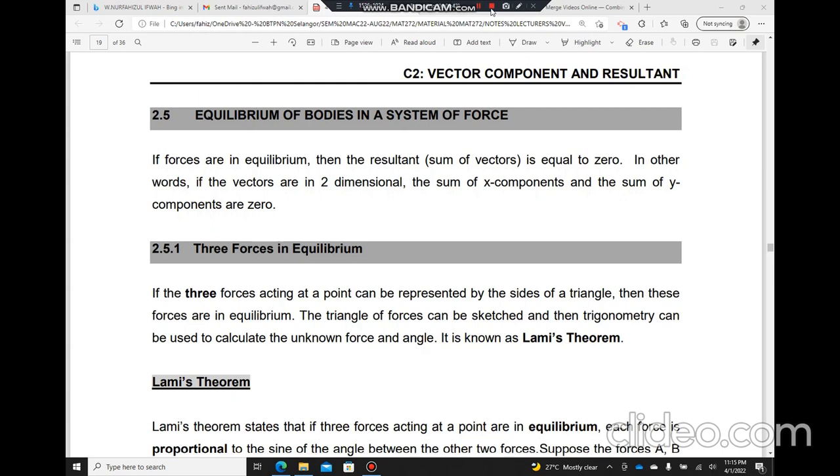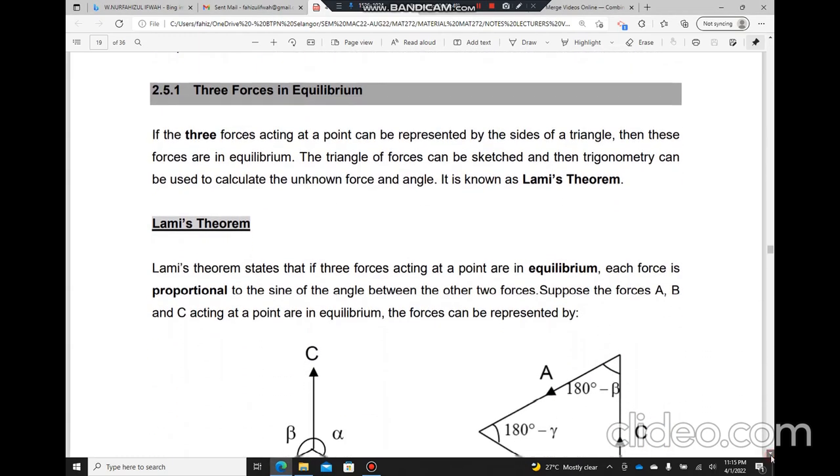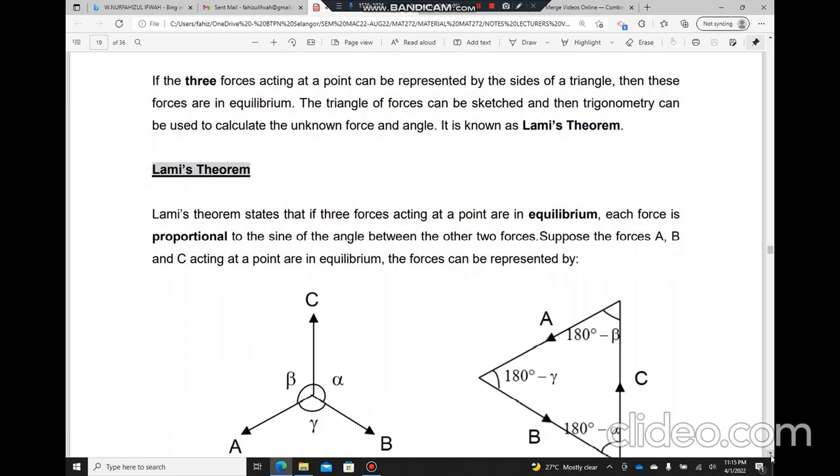Okay, if three forces acting at a point can be represented by the sides of a triangle, then these forces are in equilibrium. The triangle of forces can be sketched and then trigonometry can be used to calculate the unknown force and angle. It's known as Lami's theorem. So kita ada satu theorem yang kita panggil Lami's theorem. Okay, so yang ni dia based on triangle.